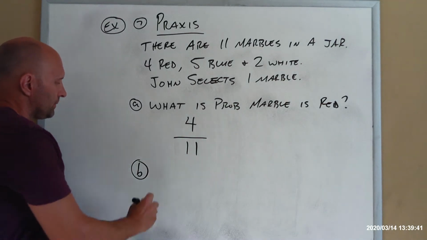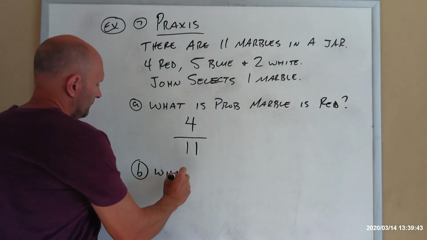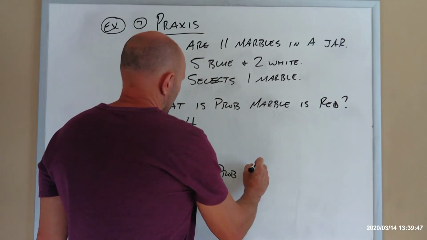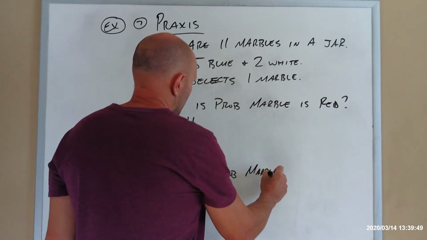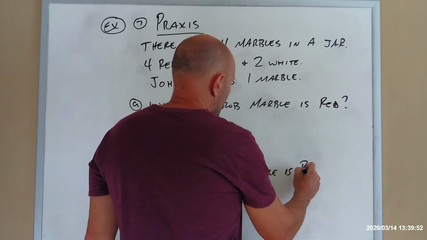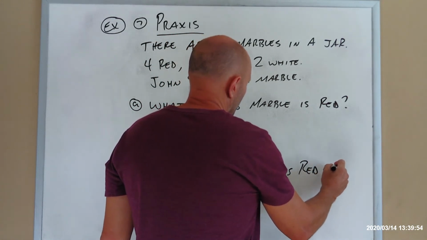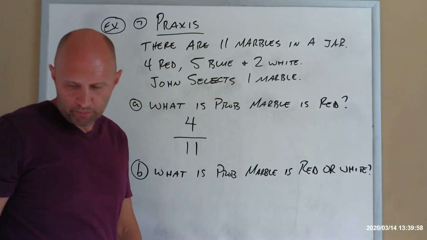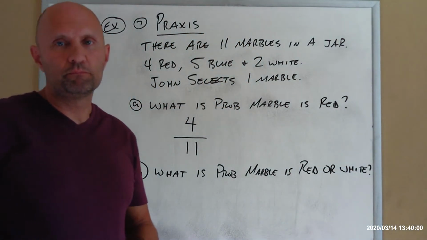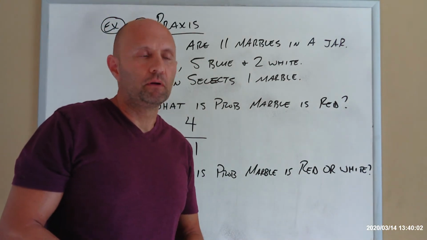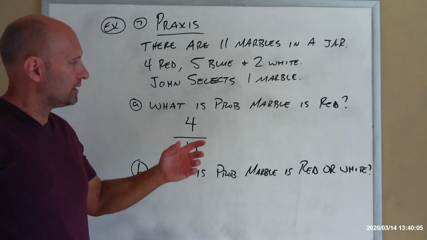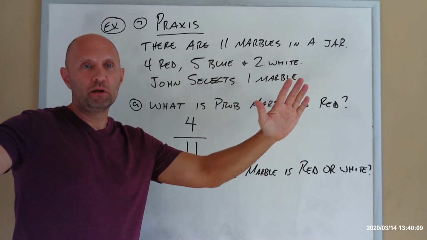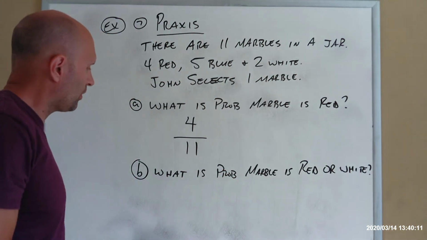So B, what is the probability the marble is red or white? So, you're doing a problem on the exam. You see it's a probability. You see "or", that should scream at you, this is an addition problem. I need to have some addition in here somewhere.